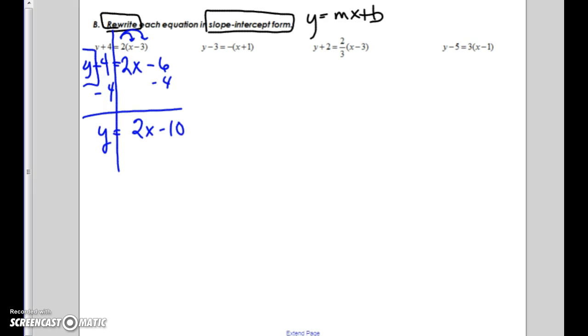So my next question to you would be this. What is my slope? 2 over 1. And what is my y-intercept? Negative 10. So I can go between the two. If I have a point and the slope, I can write it in point slope form and solve it where I know my slope and my y-intercept.